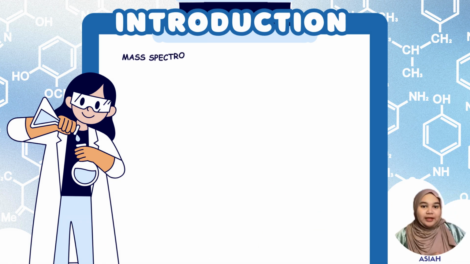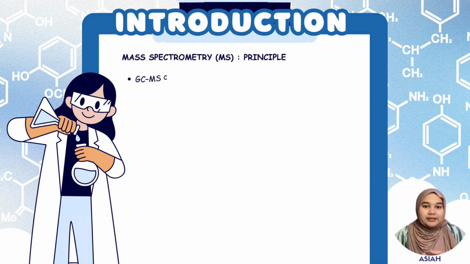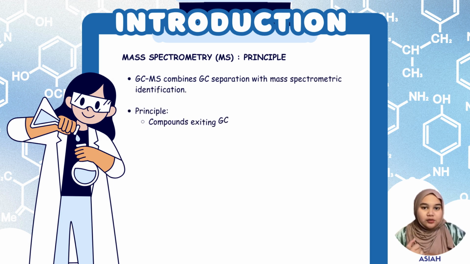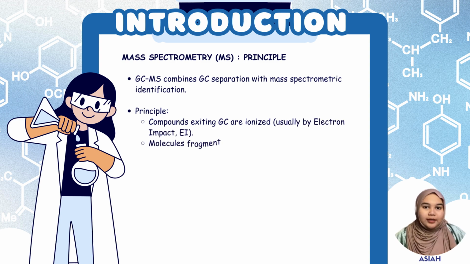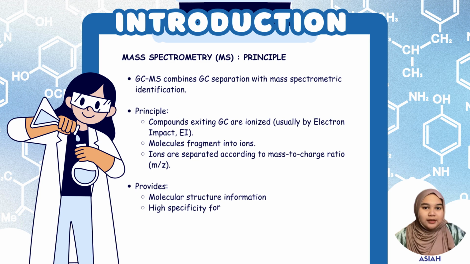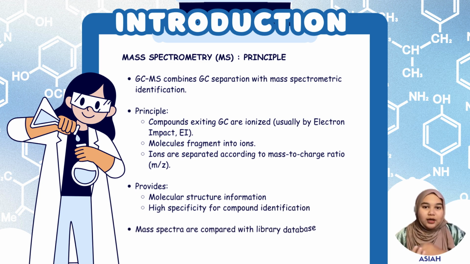Mass spectrometry is coupled with GC to identify the separated compounds. As the compounds leave the column, they are ionized, usually by electron impact. The molecules break into fragments, which are then separated based on their mass-to-charge ratio. The resulting mass spectrum acts like a fingerprint, allowing us to identify compounds by comparing them with a standard library database.